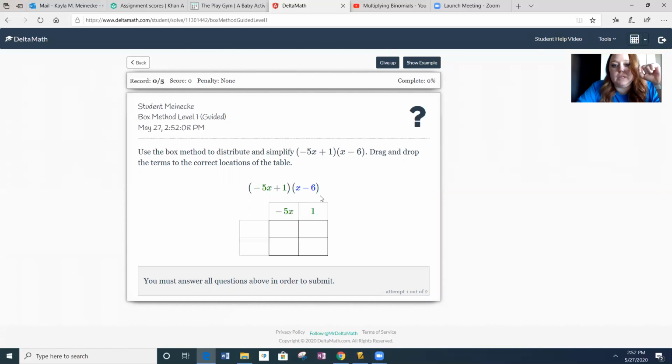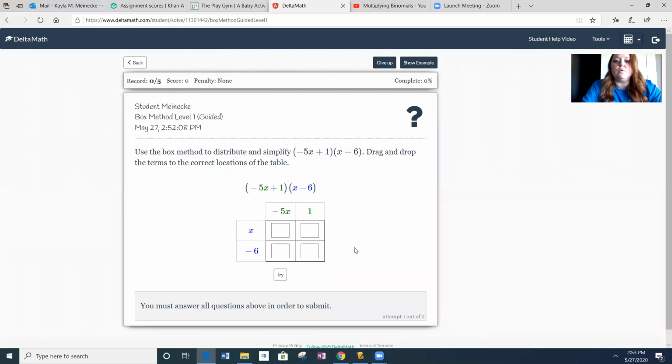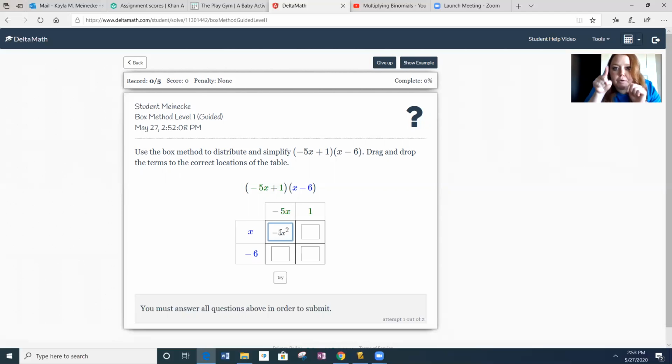The second set of parentheses, x minus 6, we're going to put along the side. So I'm going to take that positive x and place it right here, and the negative 6 right here. Then it creates this little 2x2 chart. In these boxes we write the product, which means the multiplication answer, of each row times each column. So x gets multiplied by negative 5x to make negative 5x squared. Do you remember how to do the exponent? Use that little arrow button above your number 6 on your keyboard.